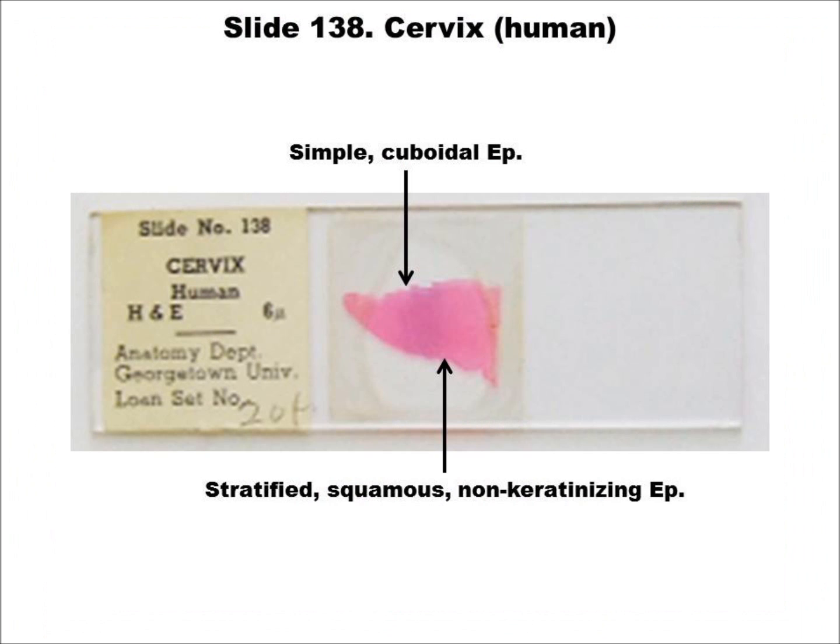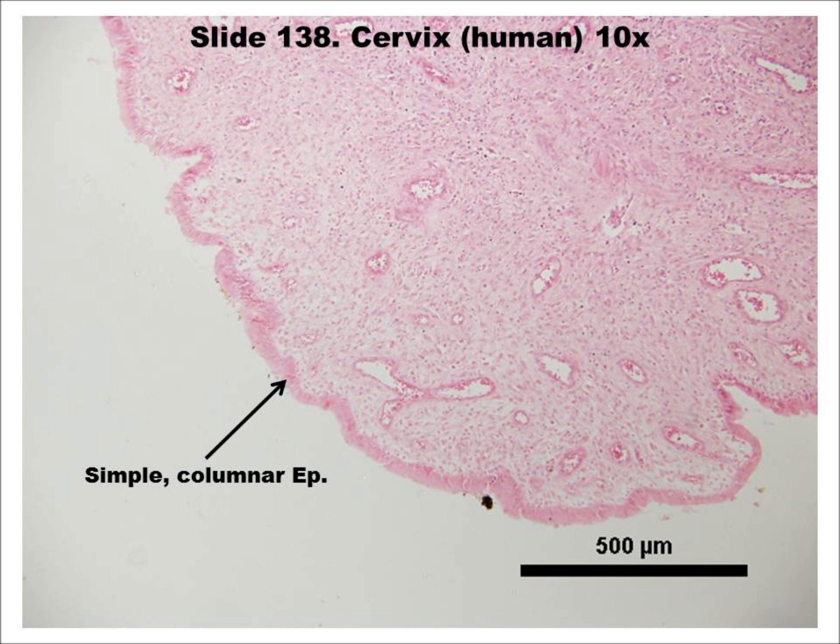Now examine slide number 138 of the human cervix by eye and observe that it consists of one piece that is shaped like an arrowhead. Although it is hard to tell without magnification, the nature of the epithelium changes near the point of the arrow. When one surface is viewed under the 10x objective lens, the epithelium is found to be simple columnar. That is, it is one cell layer thick, and the epithelial cells have a columnar shape.